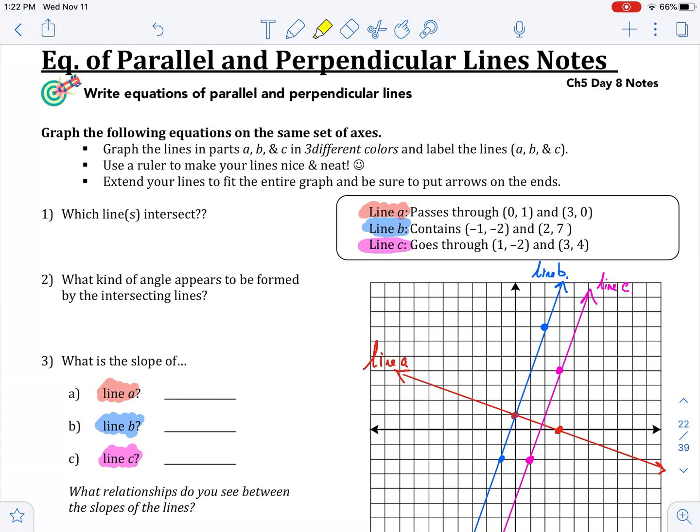Welcome to Day 8, Chapter 5. Today's topic is equation of parallel and perpendicular lines. Today we are going to be writing equations of parallel and perpendicular lines and talking about the relationships of them.